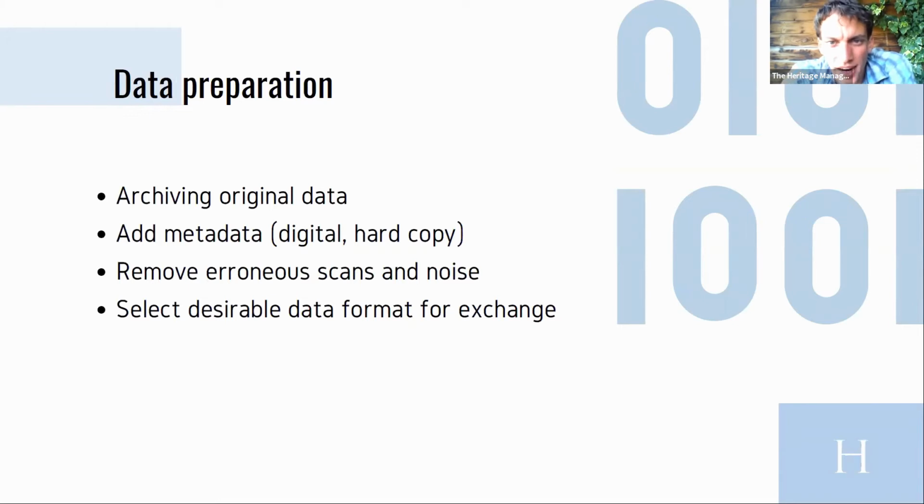So then we have our data, we have our targets. We have to think now about how to archive the original data. Always make sure that somewhere on your computer, or on an external hard drive, or in a NAS server, you have your original data, so that if something happens with your deliverables, you can always go back to your original data.